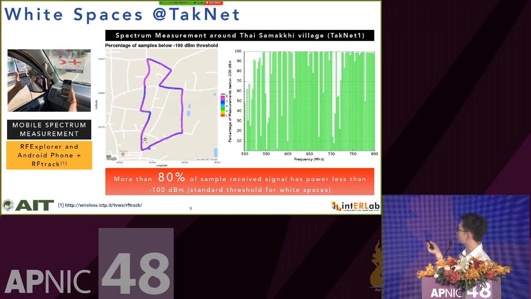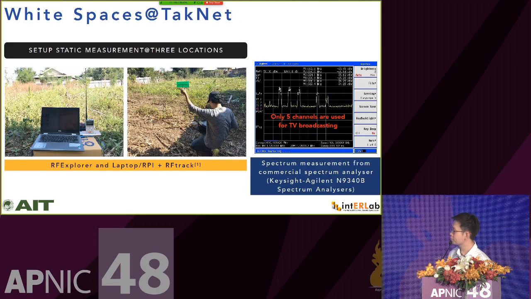As we show here, the green bar is showing the percentage of the spectrum that is free. From the result, we found that more than 80% of the received signal power is really low, less than the threshold of -100 dBm, which means that most of it is free and we can use it. But just a minute, that one is just exploring the vast areas of the spectrum.